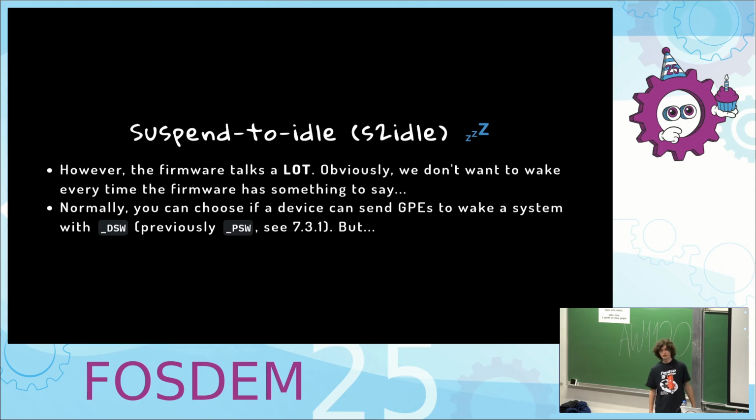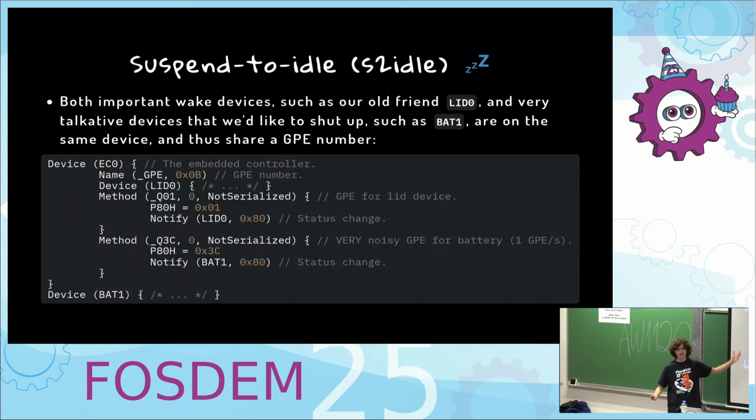The only issue is that the firmware talks a lot, and we don't want to stop breakouts of idle every single time the firmware has something to say. Normally you do this by choosing whether a device interrupts or sends these events with DSW. But the issue is that some pretty important wake devices are hidden away behind the same GPE, or the same event number, as other very talkative things.